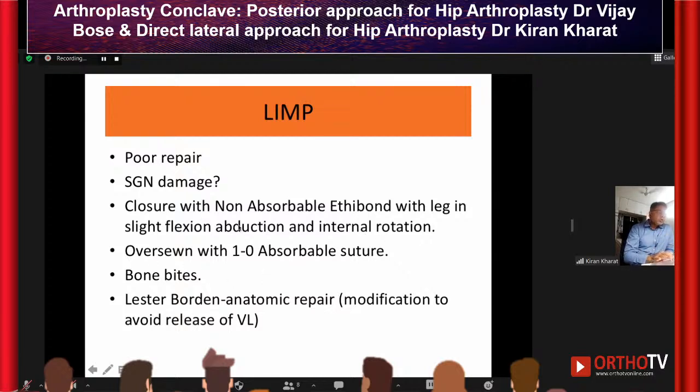Sometimes you can oversew it with 1-0 absorbable sutures, and sometimes you can use osseous bites. A less important modification is that there is no transgression of the vastus lateralis.